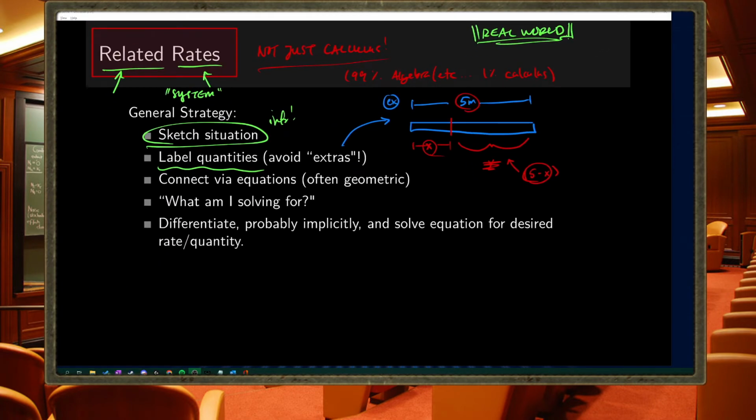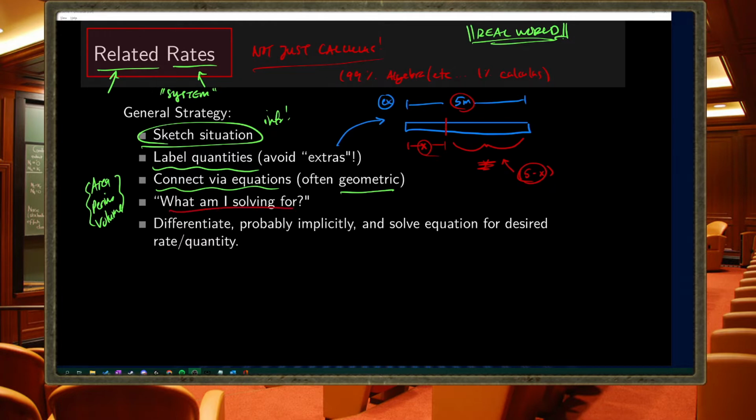So label what you can, and then connect things via equations, often geometric. So we're talking about area, perimeter, volume. These are formulas you probably haven't seen in a while, but you'll relearn them on the fly, so don't sweat too much. They're all pretty basic. And I want this to be your mantra here.